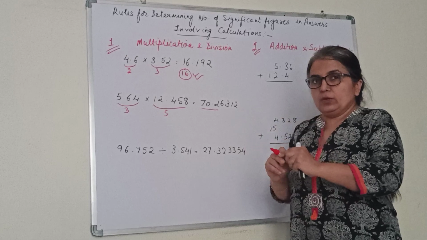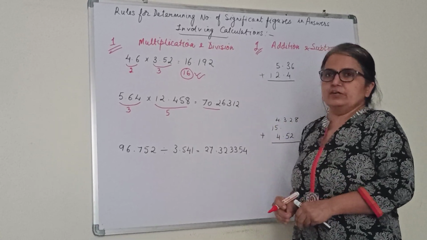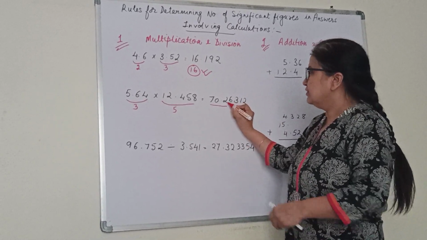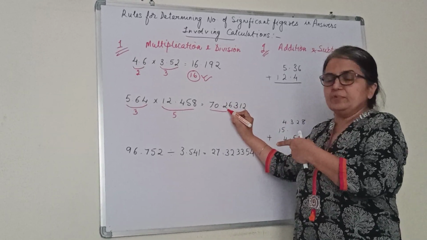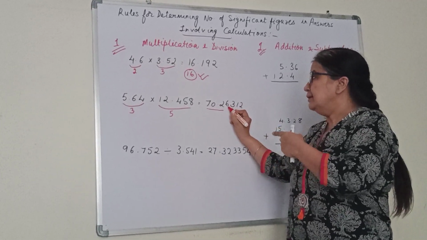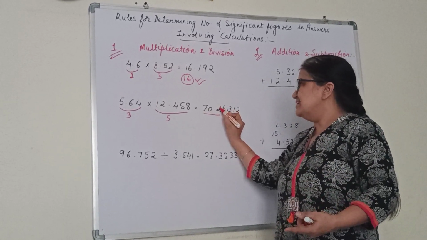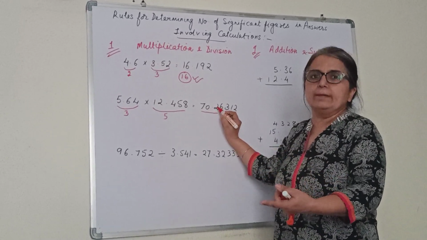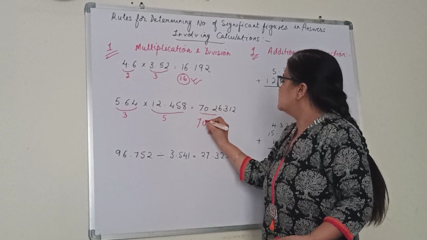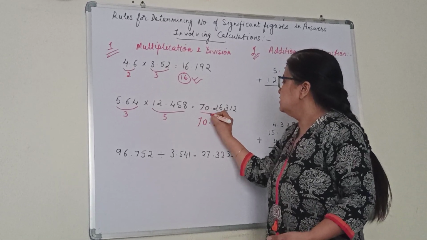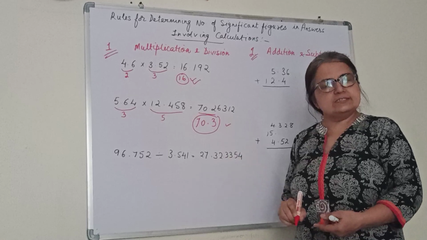Now one more thing, when you are representing the answer, you have to check the number just after the last digit which we have to represent. If that number is 5 or greater than 5, then you will increase the last digit. You will round it up. So you will represent the answer of this as 70.3. Is this clear?